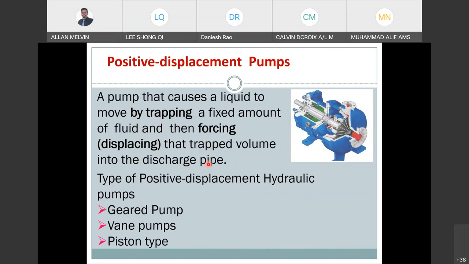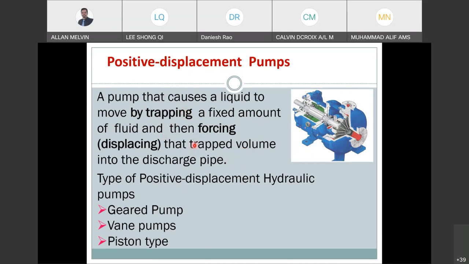So earlier we saw non-positive displacement pump. Whatever fluid comes in, it just changes the momentum of the fluid and sends it out. It's not trapping. But in a positive displacement pump, once the fluid comes in, it will keep it. Once it achieves a certain amount, then it will create a force and send it out. That's the difference. That's why we say by trapping. Once a certain amount is achieved, it will force the trapped volume to the discharge. Okay, so that's how it works.